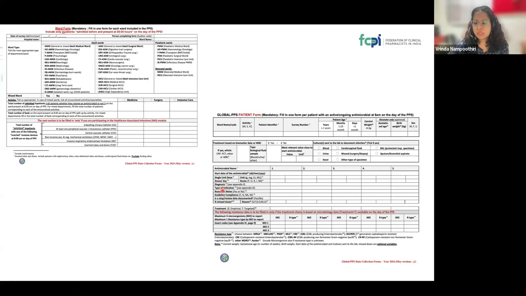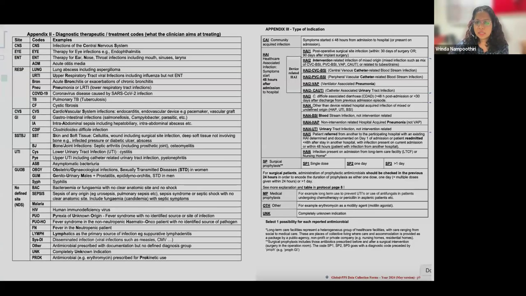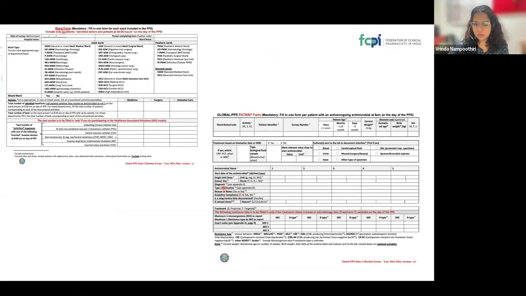The next one is type of indication. For that, again, if you see this appendix 3 here, it has different types of infection, and they have again given certain codes for that. So there is community acquired infection, and hospital acquired infection has been divided into further categories. Surgical prophylaxis is there, medical prophylaxis is there. There are certain other categories of antibiotics, and unknown indication. So whichever is relevant to that particular patient, you have to enter it in this option here, which says type of indication. So that is how you enter data into the global PPS form.